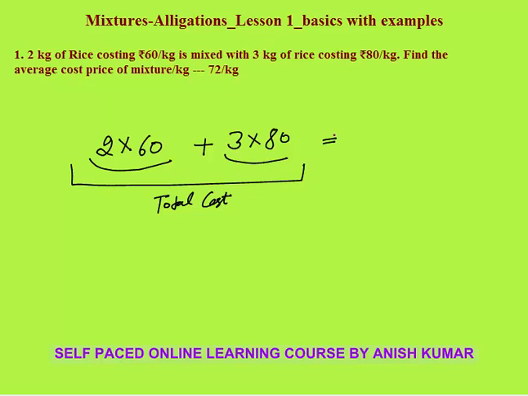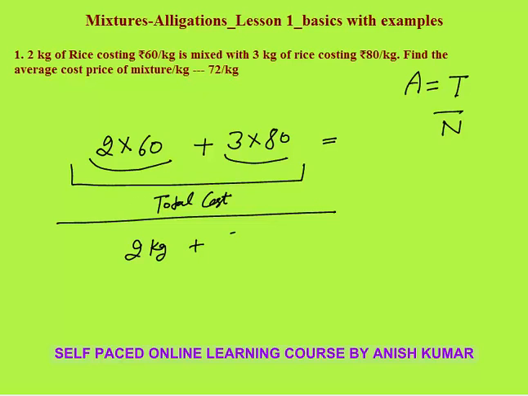On the other side, the question says to find the average cost price. Now this is the total cost. How do we find the average? We know that average is equal to total by n, the total of all observations divided by the number of observations. In this case n will be the total weight. The total weight is 2 kg plus 3 kg, that is 5 kg. So I will get my average cost.